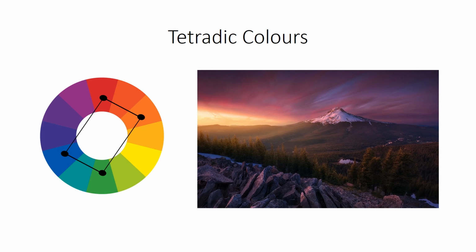Tetradic colours. Tetradic colours is a combination of four colours that consists of two sets of complementary or opposite colours. This is rectangular in shape, where the short side of the rectangle consists of colours spaced with only one colour between them. I absolutely love this harmony.